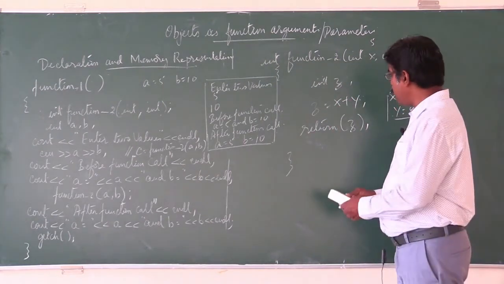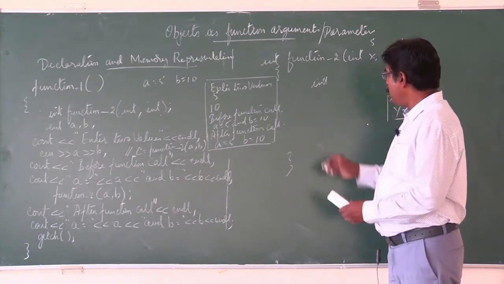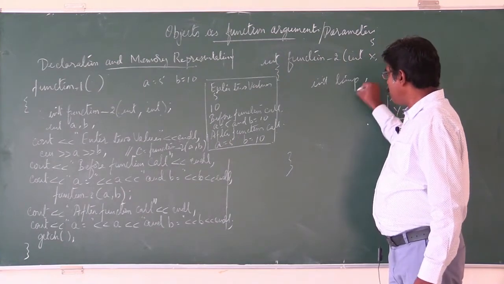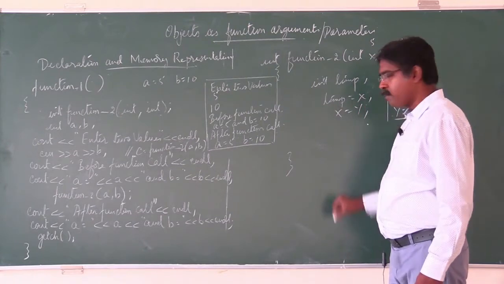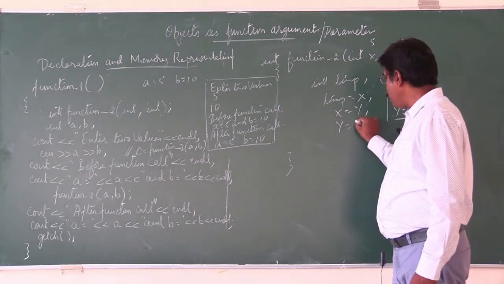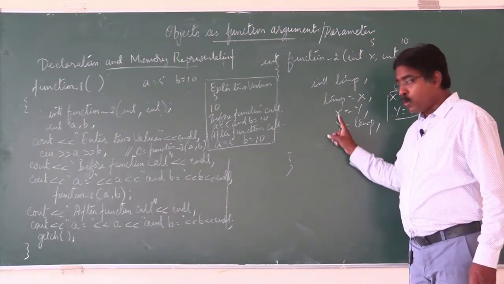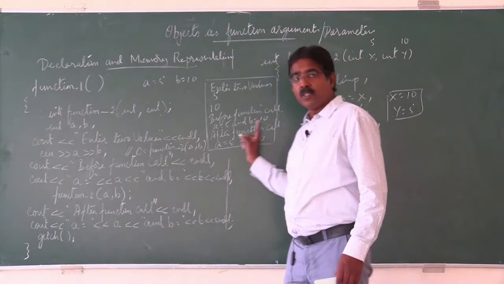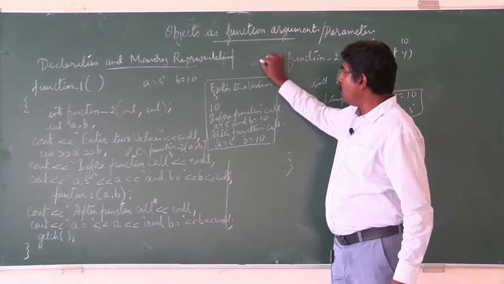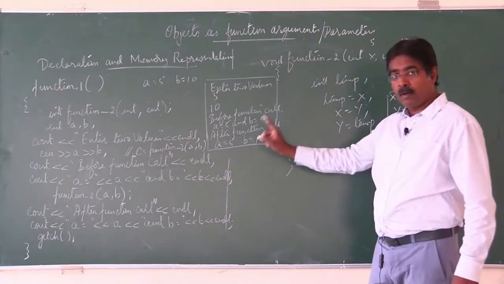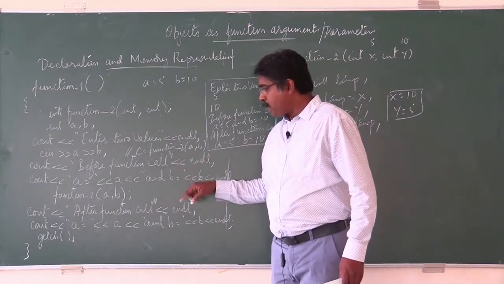The previous example that I took had int temp, temp equals x, x equals y, and then y equals temp. Two variables are there, and the values of both variables should be changed here. This is impossible when a function is returning a value, because a function can return only one value; more than one value it cannot return. Hence, what we do is, we work with addresses.